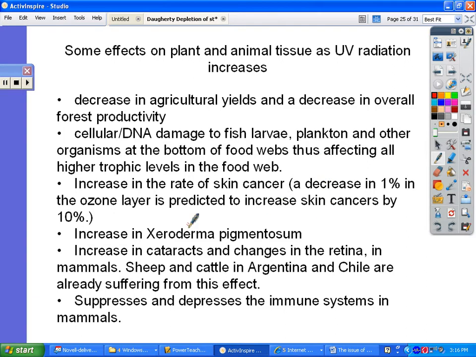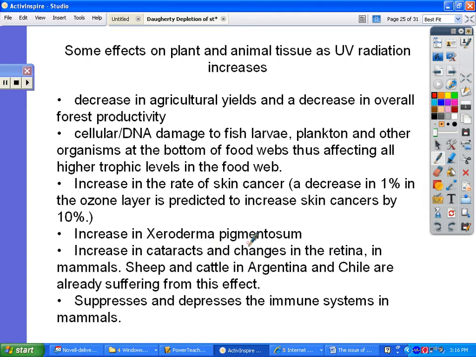Okay. Increase in xeroderma pigmentosum. That is a genetic disorder where people are born allergic to the sun. They cannot go out in the sun at all. They can really only come out at night. It's actually very sad because if they come out in the sun at all, they get severe burns. So it's a pretty interesting genetic disorder. If you're interested in it, you can look it up.